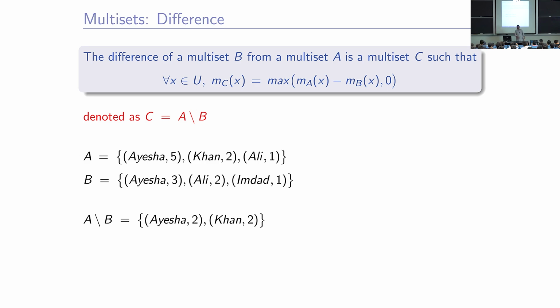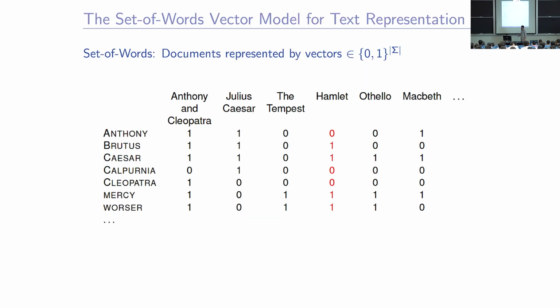Here you just write, take the difference of those elements, the multiplicities in A minus the multiplicities in B, for those elements that are in A minus B. Okay. So in this case, you see Imdad is not going to appear. Khan will be 2 minus 0, and Aisha would be 5 minus 3. Ali is not included because it's 1 minus 2, right? So I'll take the max of 0 and 1 minus 2. So 0 we don't write by convention. Okay. So there is nothing wrong with this.